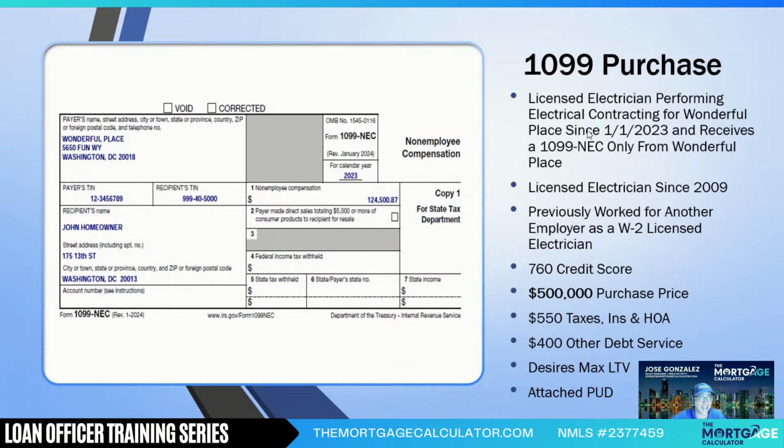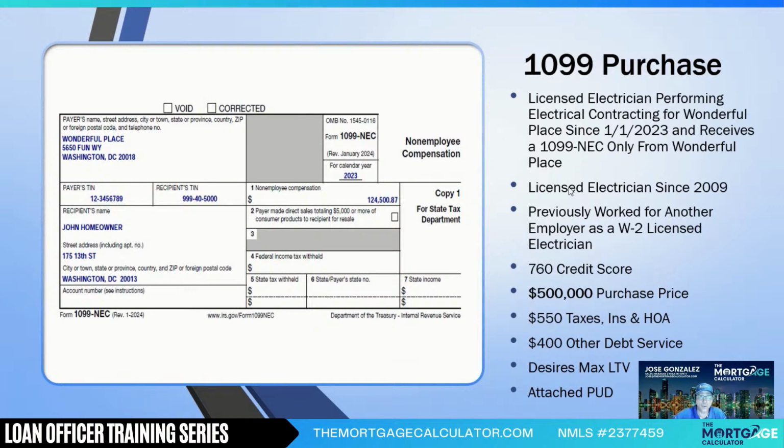John Homeowner is a licensed electrician performing electrical contracting for Wonderful Place, and he has been there. He was contracted by them since January 1st, 2023. He receives pay stubs every 2 weeks. They give him his distribution there, his pay. Obviously, it's gross income. He has no problem. He has year-to-date pay stubs.